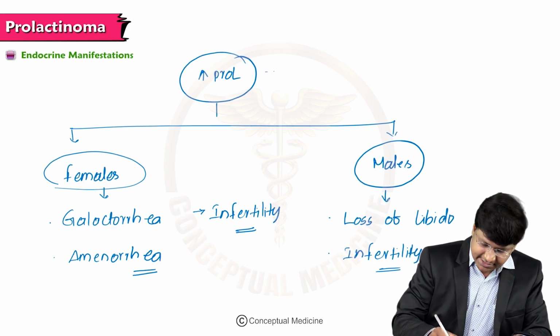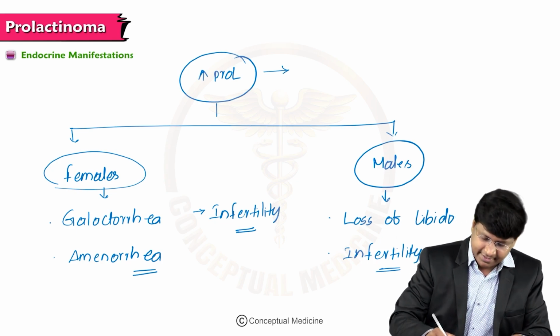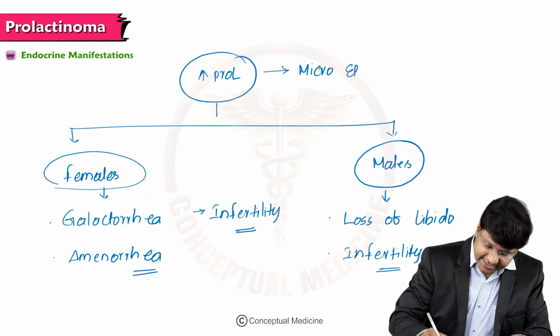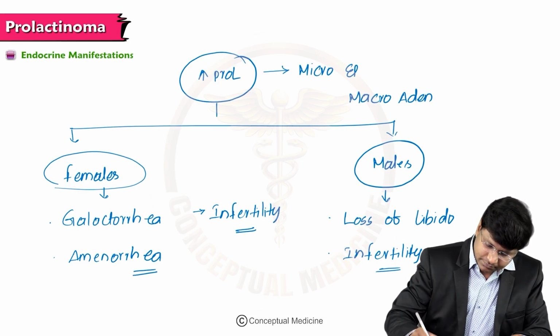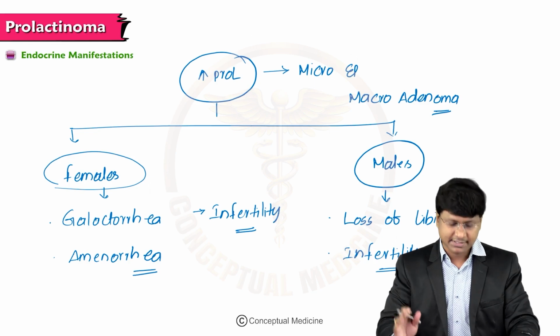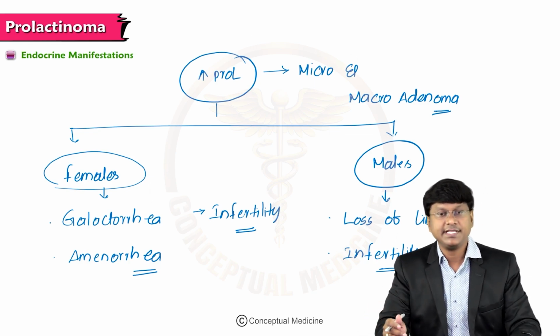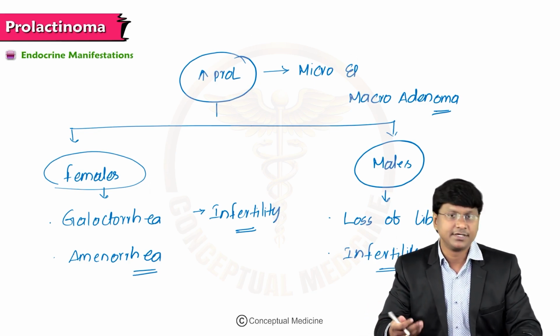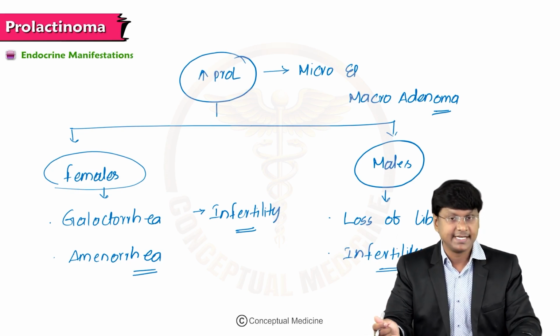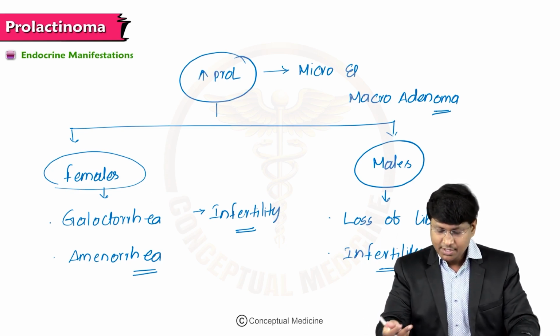And these clinical manifestations of hyperprolactinemia can be seen in microadenoma and as well as macroadenoma. So, these are the clinical manifestations in prolactinoma. One is due to mass effect, that is bitemporal superior hemianopia, and then the endocrine manifestations, that is galactorrhea, amenorrhea, infertility in females, loss of libido and as well as infertility in males.